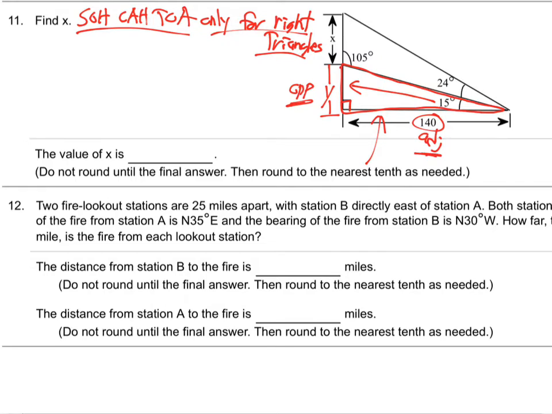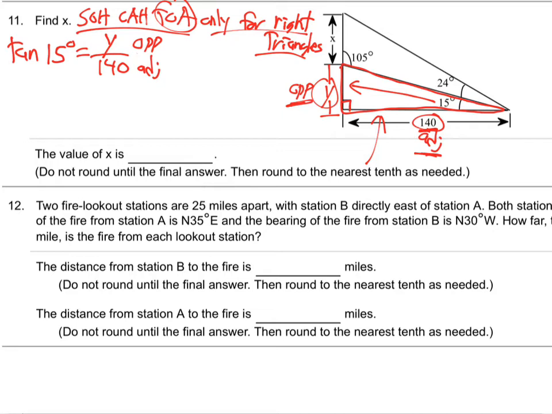Why am I picking this? Because I want to find y. So that's the opposite, and I've got the adjacent, 140. So that's tangent, isn't it? So tangent of 15 degrees is the opposite, y, over the adjacent. Oops, that's opposite over adjacent.